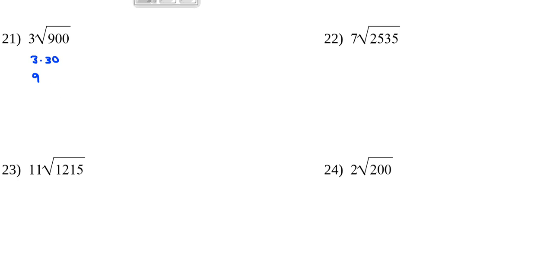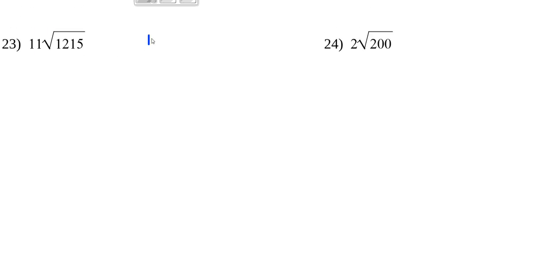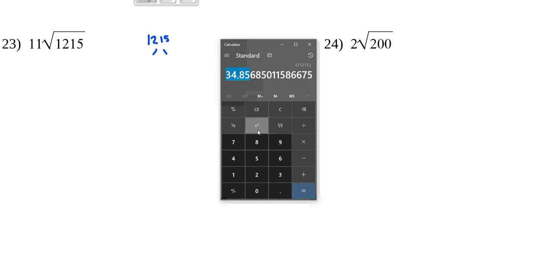All right, on 23, 1,215. I'm trying to break that down. Let's see first, is that one a perfect square? 1,215. Is it a perfect square? Nope, because I did not get a whole number out. So I do need to break this one down. It ends in a 5 or a 0, so I know that it is divisible by 5. So 1,215, if I divide by 5, I get 243.